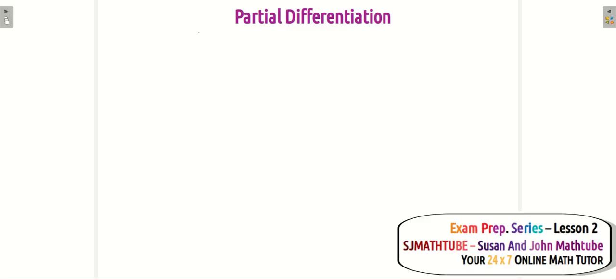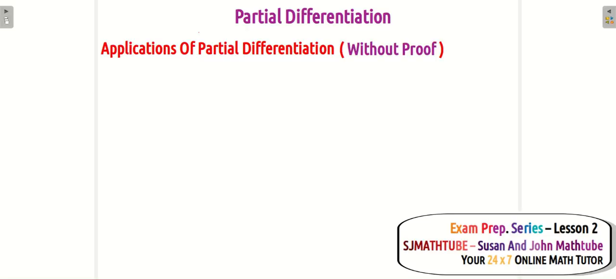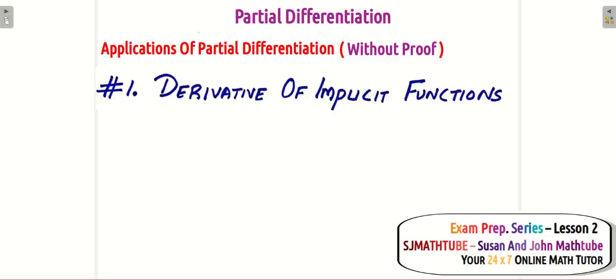Yesterday we went through partial differentiation and today we will be learning the applications of partial differentiation. Of course, it's exam time, so it's without proof. So the first application is to differentiate implicit functions with the help of partial differentiation. I'm sure you learned how to differentiate implicit functions in your class 11 or 12, but it was a long process. But with the help of partial differentiation, we can find the derivatives very easily.